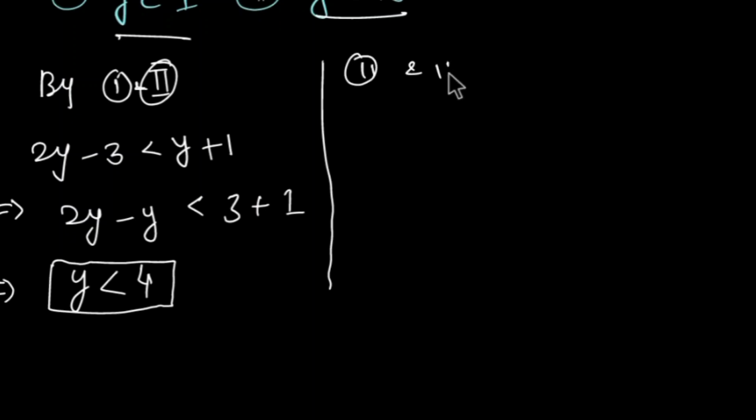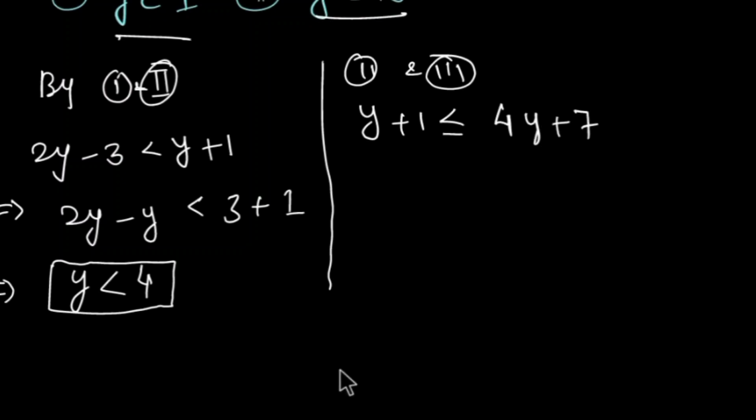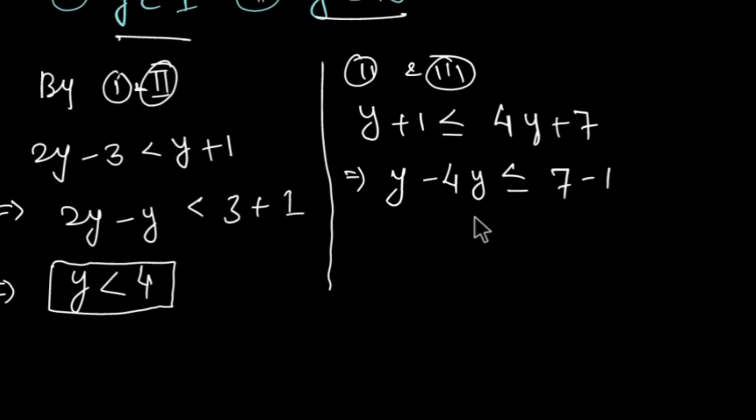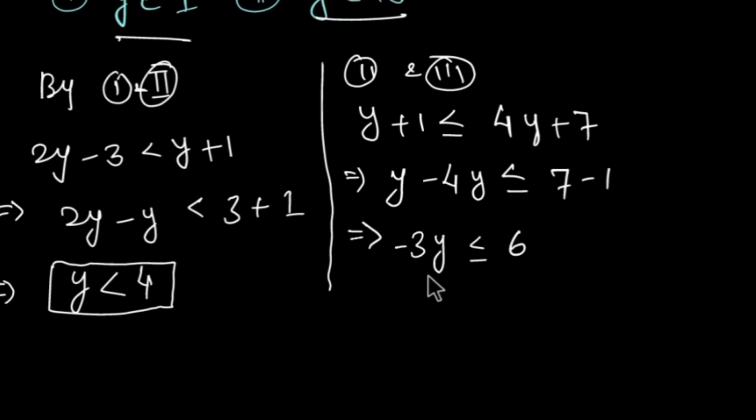Let's take the other condition, the second and third. By the second and third conditions, what comes is y plus 1 less than or equal to 4y plus 7. I told you initially how to solve: take the variable on one side and the constant on the other. So y minus 4y less than or equal to 7 minus 1. So this is minus 3y less than or equal to 6. Now one of the main things here is how you are considering these equations.